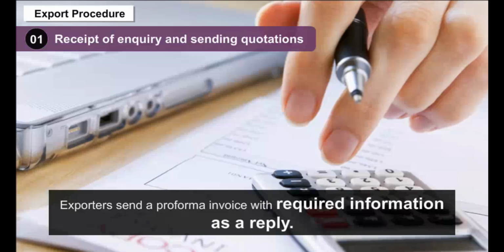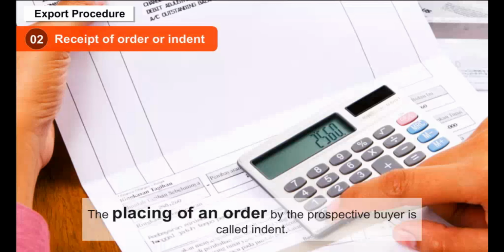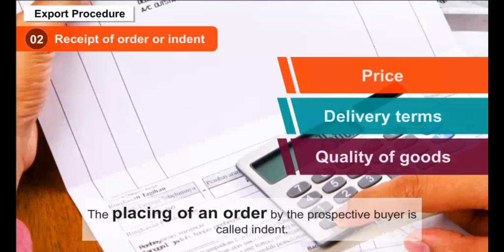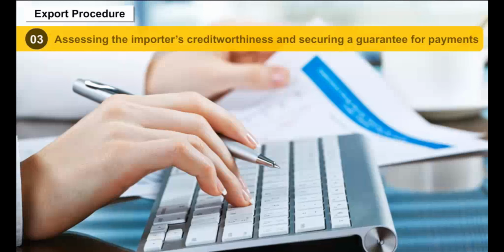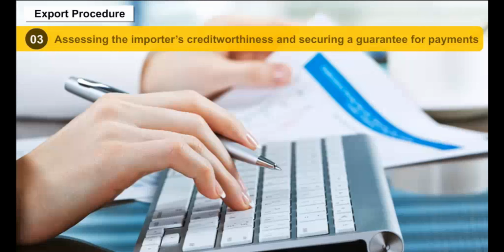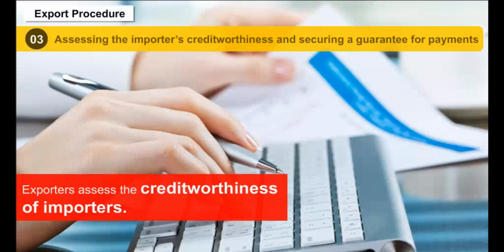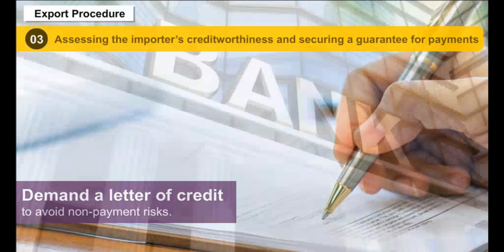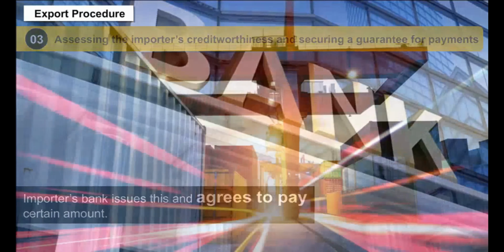Receipt of order or indent. The placing of an order by the prospective buyer is called indent. It consists of information on price, delivery terms, quality of goods, etc. Assessing the importer's creditworthiness and securing a guarantee for the payments. Exporters assess the creditworthiness of importers and demand a letter of credit to avoid non-payment risks. The importer's bank issues this and agrees to pay a certain amount.